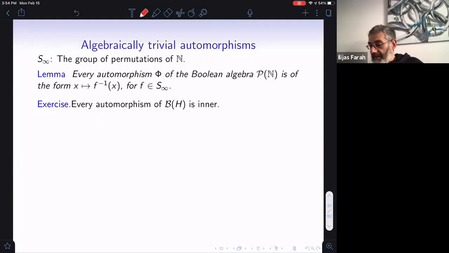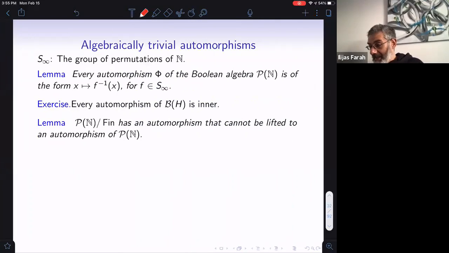Related exercise: every automorphism of B of H is inner. The main idea is similar, but you just have to work slightly harder, because now you have projections of rank 1. An automorphism sends projections of rank 1 to projections of rank 1, but you just have to figure out how to construct a unitary. So I'll just leave it to you. You just have to make some choices. So I'll leave it to you.